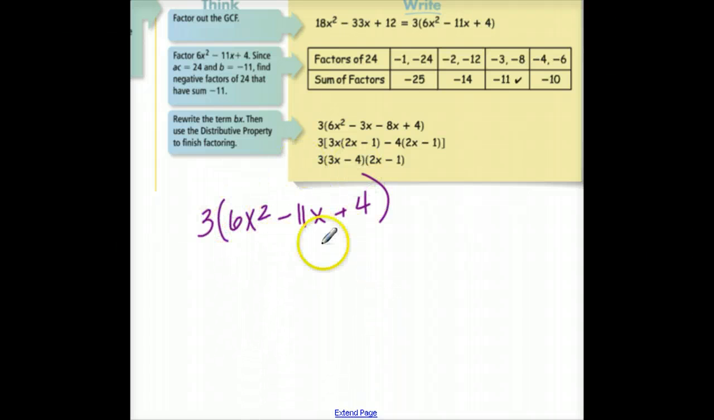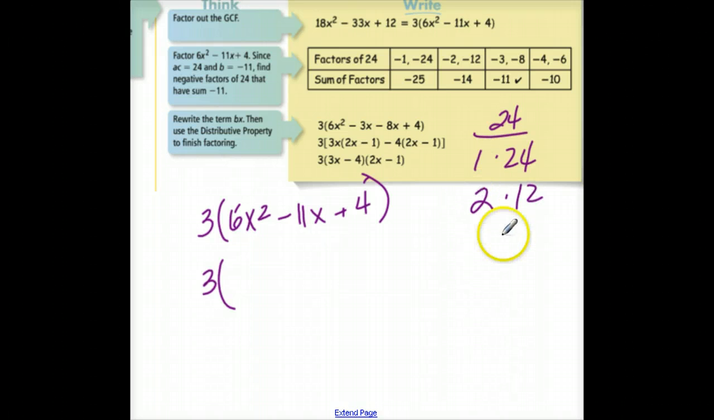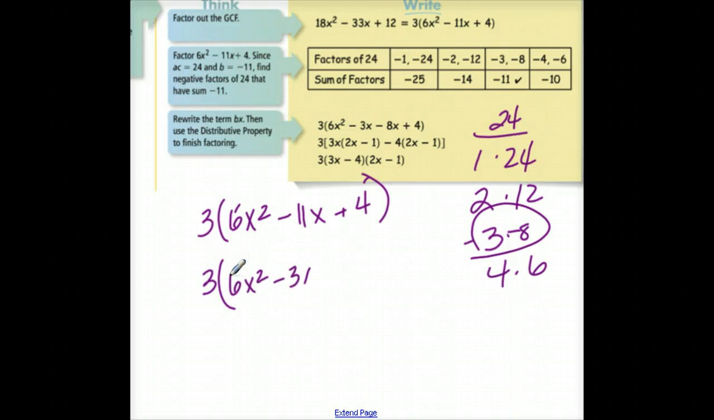Now I can work with this just like we did in the past examples. The 3 is still going to hang out on the outside. All right, so now I'm looking at the product of 6 and 4. That's 24. For 24, I have 1 times 24, 2 times 12, 3 times 8, 4 times 6. I need a sum of 11. 8 and 3 are my winners. Looks like I need a negative 11, so I'm going to do a negative 3 and a negative 8. So 6x squared minus 3x minus 8x plus 4.